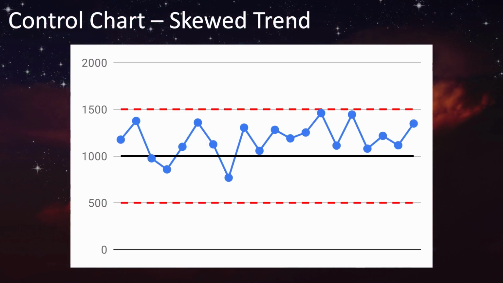You can also have what's known as a skewed trend. This is when all of the measurements are within the upper and lower control limits, which would indicate a stable process, but several measurements in a row are all on one side of the center line. In this case, you can see that about halfway through, a skewed trend emerges. Although you're still within the control limits of being a stable process, something's going on that needs investigating.